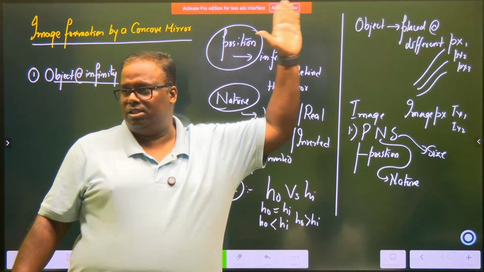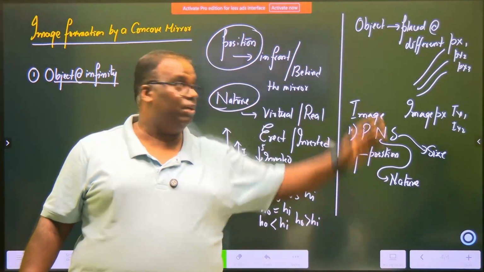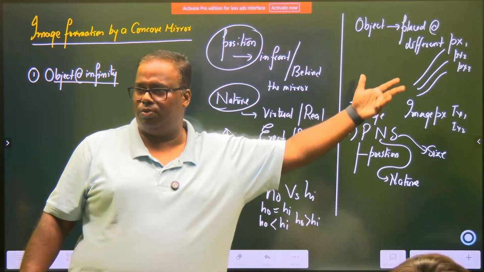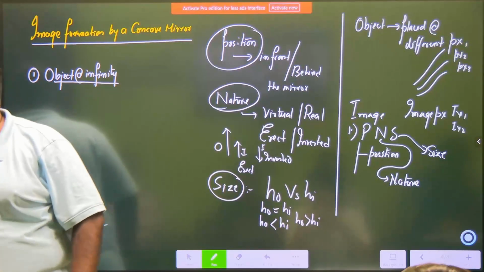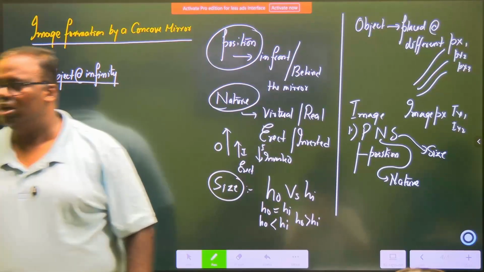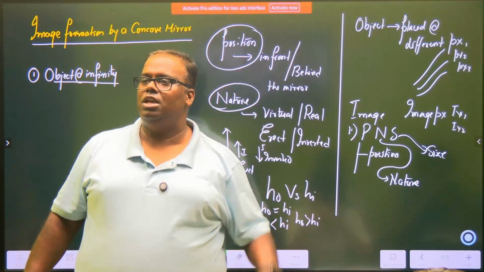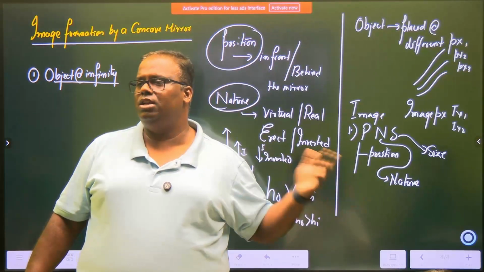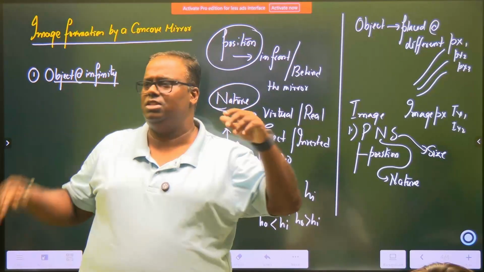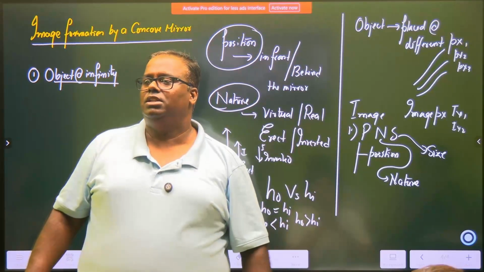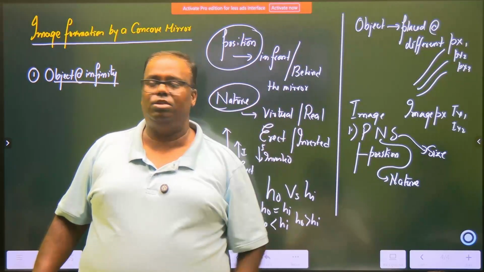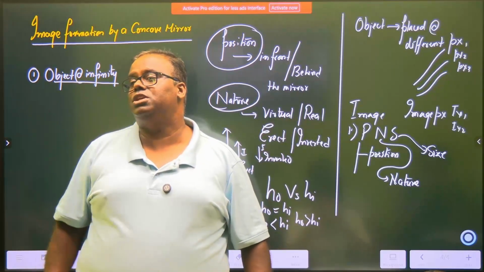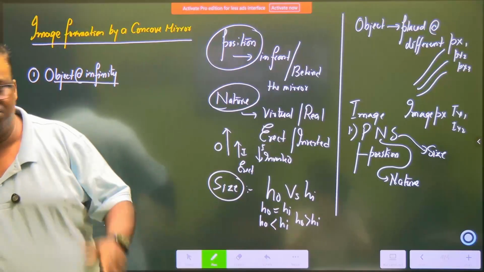Object we will place at different positions. For every such position, we will get different images. For each image, we have to comment on PNS: position, nature, and size. When you talk about position, you say the image is formed behind or in front with some specific parameters that we will see. Then we'll say that the image is erect or inverted, real or virtual, and larger than the object or smaller than the object.